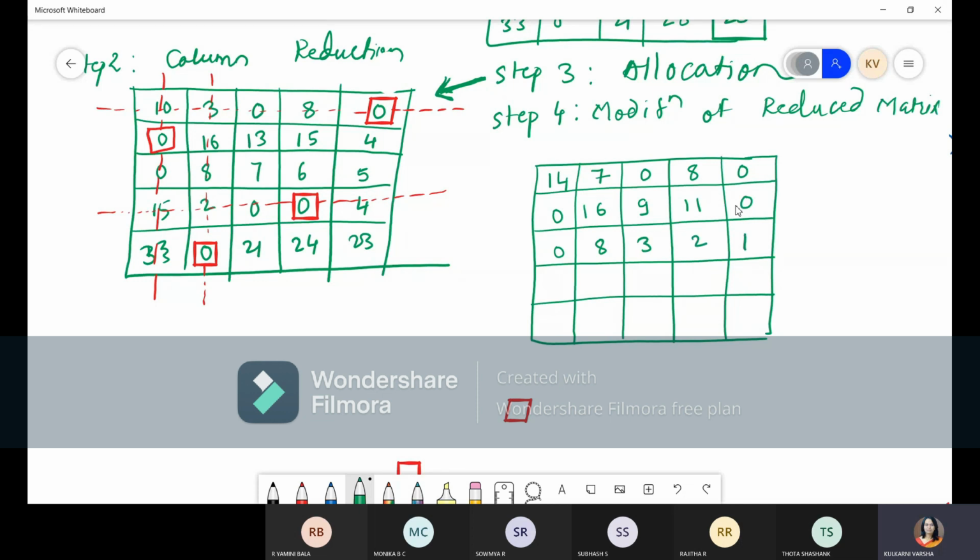Now this is double cross, so we have to add 4 in that. So 15 plus 4, 19, 2 plus 4, 6. These are all single cross, so we'll keep it as it is.